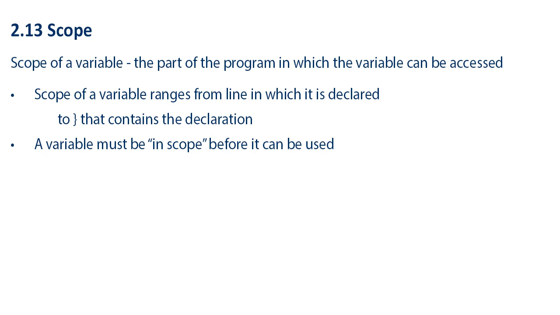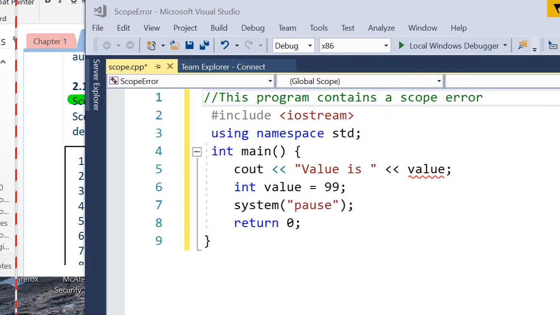So a variable has to be within this range between being declared and the closing curly brace where it is declared to be in scope. And a variable can only be used if it's in scope. So to make things a little more concrete, let's take a look at a program that intentionally contains a scope error.